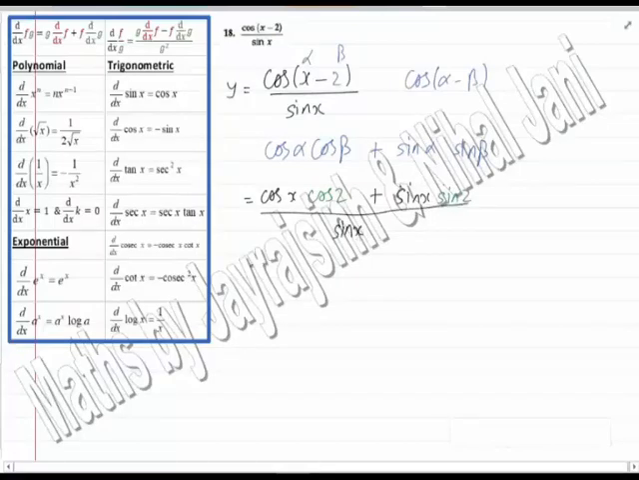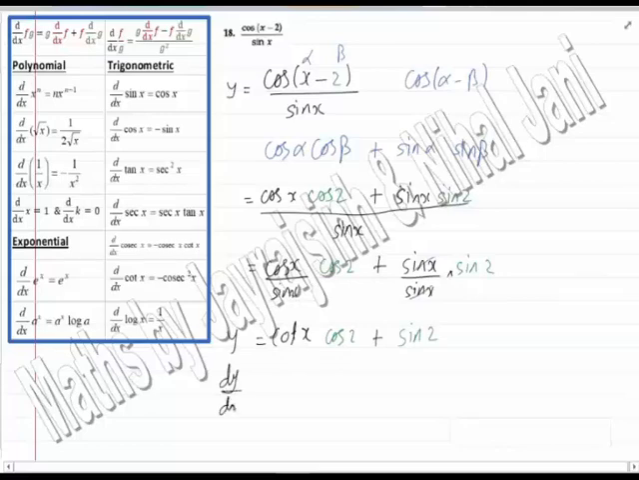Okay, now let's divide by the denominator for each term. So we are going to get cos x upon sin x into cos 2 in the first term, and sin x upon sin x into sin 2, right? Here sin x will cancel out, and in the first term cos x upon sin x is basically cot x. We don't have to worry about the cos 2 because it's a constant term, and in the second term we have sin 2. Okay, so yes, we get our simplest y.